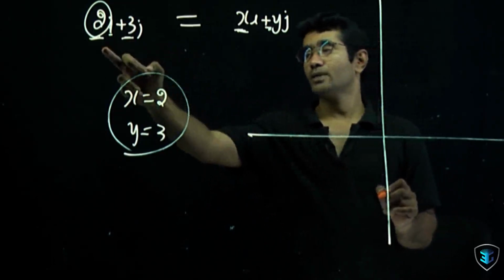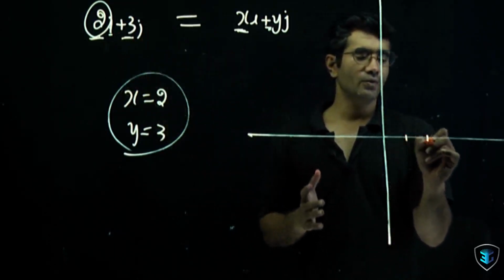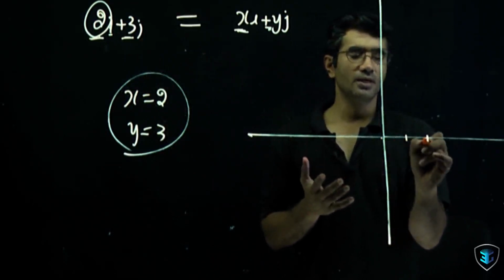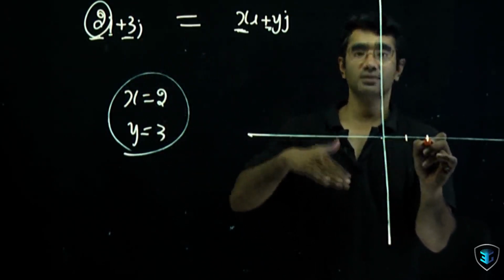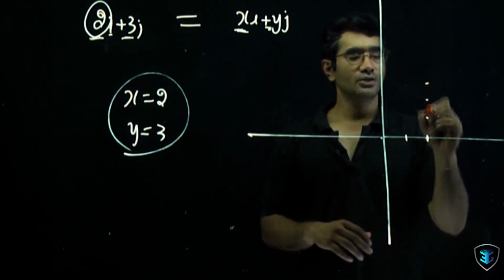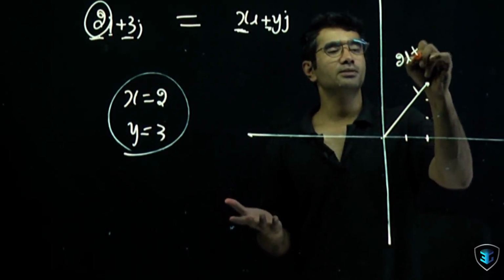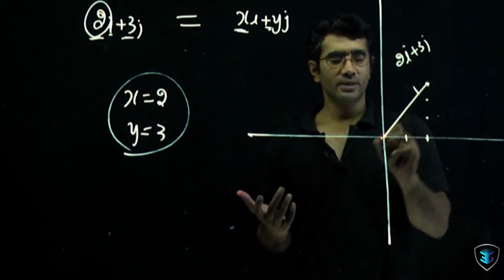If I have this vector, 2i plus 3j, where exactly is that? I can say that if the vector is from 2i, it means 2 units positive in the x-axis direction, and 3j, it means 1, 2, and 3. So this vector is nothing but 2i plus 3j. Okay, that's a vector OA.